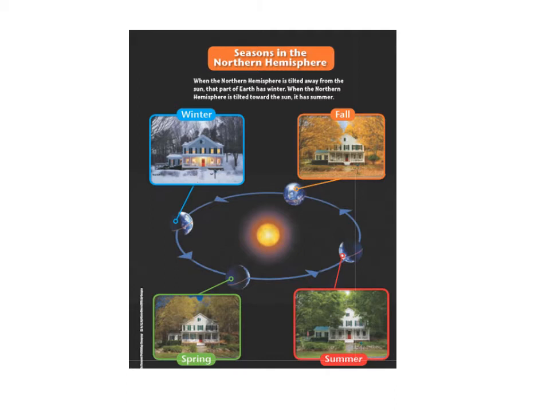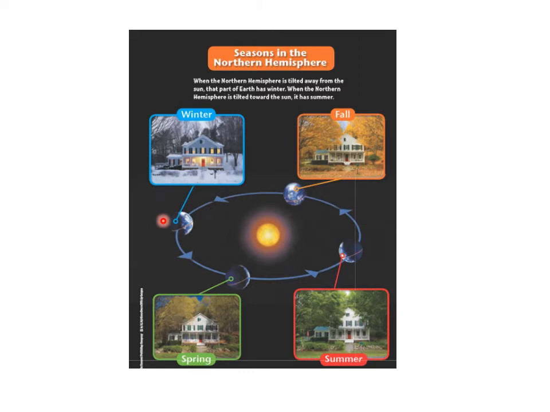So, let us look together at this picture that summarizes the seasons in the northern hemisphere. When the northern hemisphere is tilted away from the sun, that part of Earth has winter. If we look at this part, it is tilted away from the sun and gets less direct sunlight. It has fewer hours of daylight and cooler weather. So it is winter in this part.